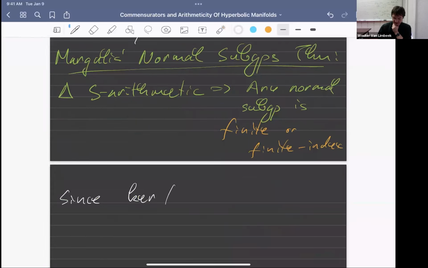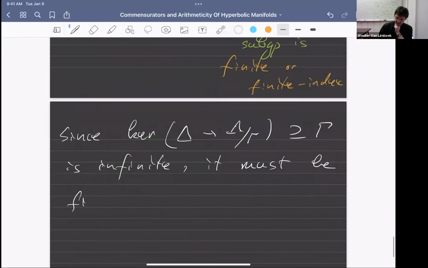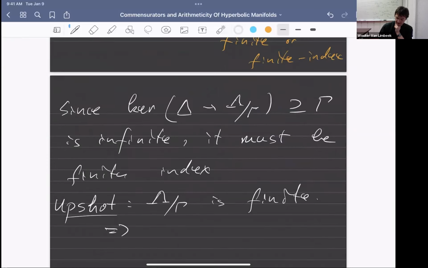So in the end, since it contains gamma, it's infinite. It must be finite index. And so the upshot in the end is that lambda mod gamma is finite. And therefore gamma is basically the same as this lambda, and lambda was an arithmetic lattice. So gamma is also an arithmetic lattice.